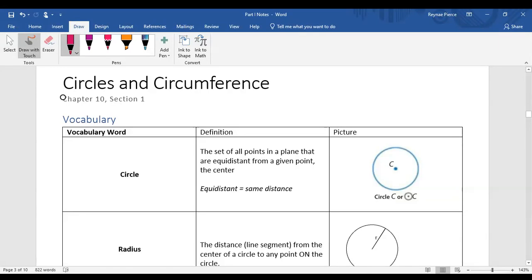All right, Chapter 10, Section 1, we are going to first focus on the vocab that is important for this chapter about circles. All right, a circle is the set of all points in a plane that are equidistant from a given point. That point is called the center.